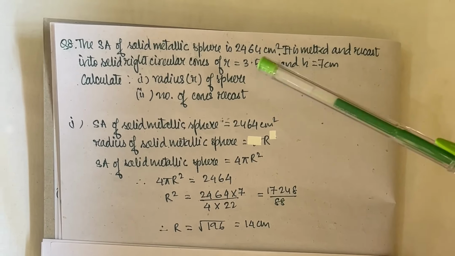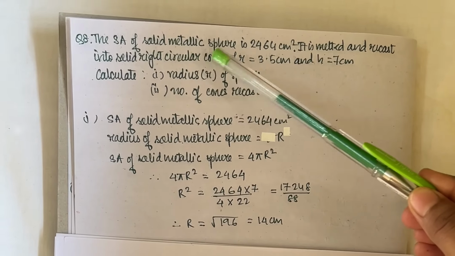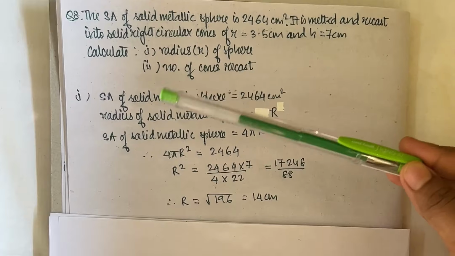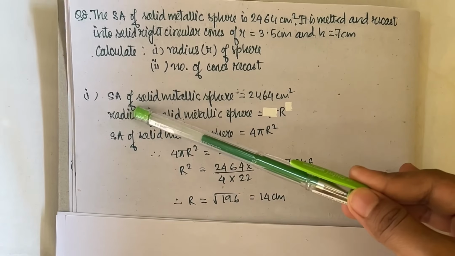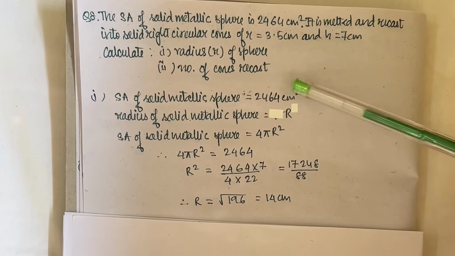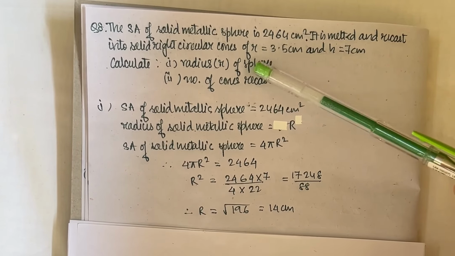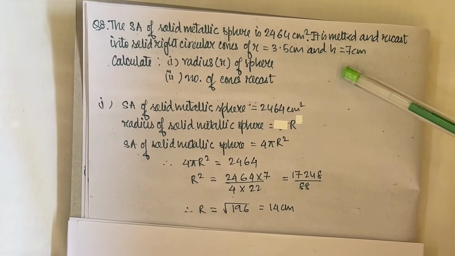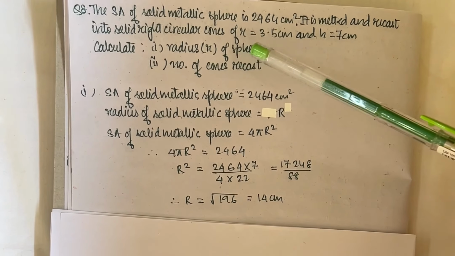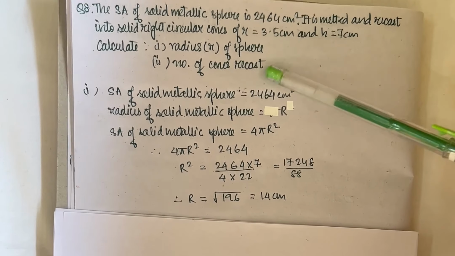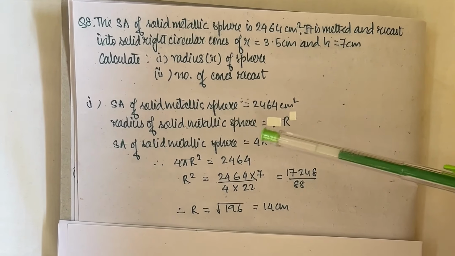Now the eighth sum. The surface area of a solid metallic sphere is 2464 centimeter square. So it is given, the surface area of the solid metallic sphere is this. It is melted and recast into a solid circular cone with radius 3.5 and height given. We need to find the radius of the sphere and the number of cones. Recast means the number of cones that are made from that sphere.